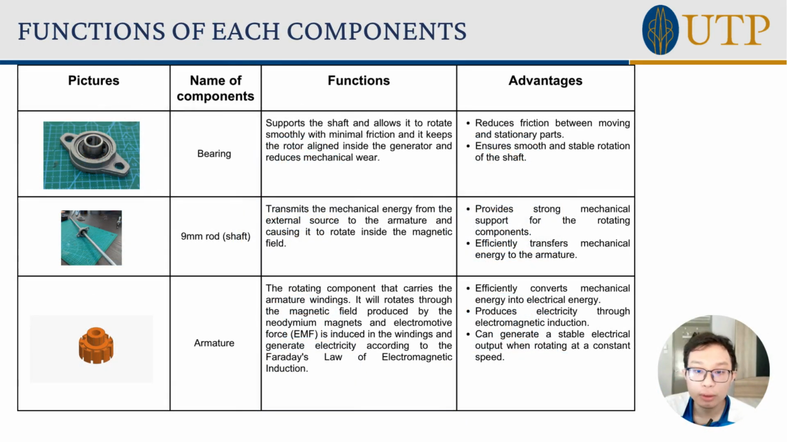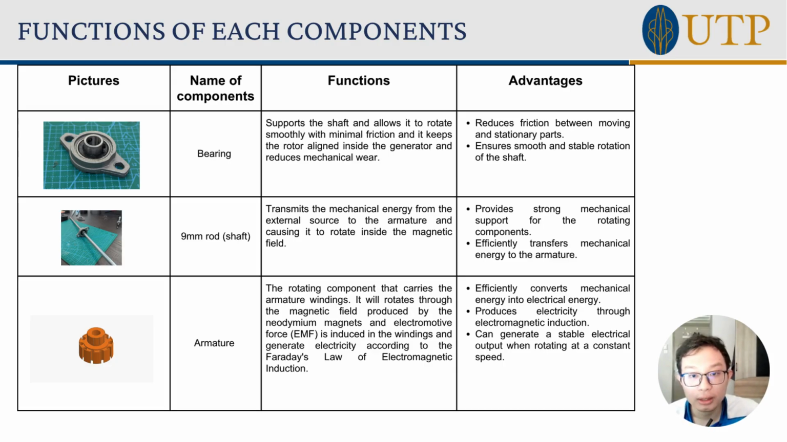Okay, first we have the bearing. Its main function is to support the rotating shaft and reduce friction between the moving shaft and the stationary housing. This allows the shaft to rotate smoothly and keeps the rotor properly aligned. The advantage of using bearings is that they improve the generator's efficiency by reducing energy loss, minimize wear on the moving parts, and increase the overall lifespan of the generator.